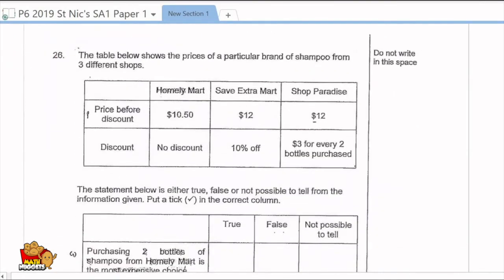Shampoo. So we know 3 different shops, the price before discount, and also the discount that was given.